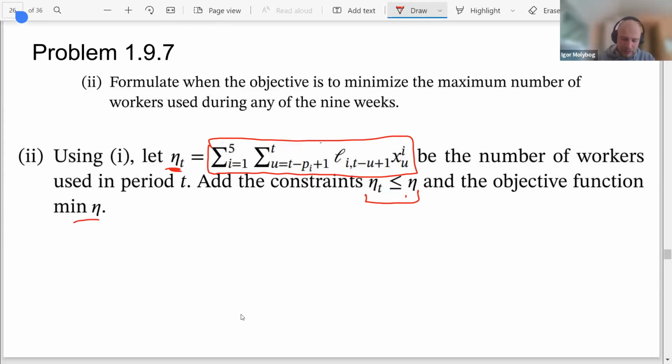In other words, we are facing a maximum problem that we have seen during the lecture. So it is minimize the maximum over eta 1, so forth, eta 9. And now we can reconstruct it into minimize z such that z is less than or equal to eta T for all T's.